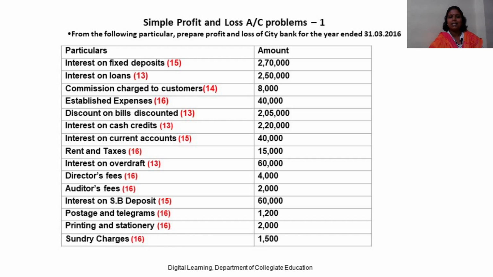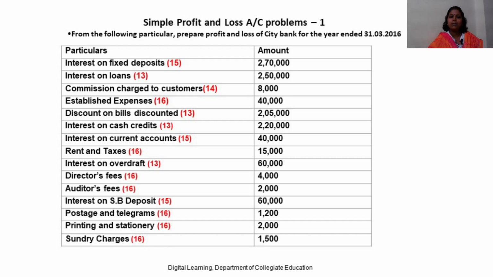Commission is another kind of income. Commission to the customers, charge to the customers, means the bank is charging some commission, for example when negotiating some particular shares or something during some process. So if the commission is charged to the customers, it will come in schedule number 14, other incomes. Next, establishment expenses. These are operating expenses which are required for the bank for its day-to-day expenditure.